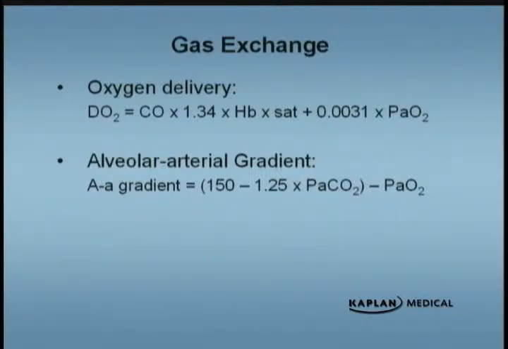Here it is. Oxygen delivery equals cardiac output, this is CO, times hemoglobin, times this coefficient for hemoglobin, times the hemoglobin saturation, and then you add on to that the partial pressure of oxygen. This is the dissolved oxygen in the blood. This is the one that we get in the ABG when we check it. And this is multiplied by this coefficient, 0.0031. Now, we don't have to know this whole formula, but what do you get out of this formula?